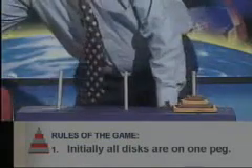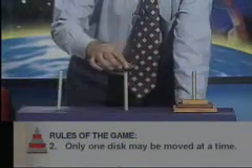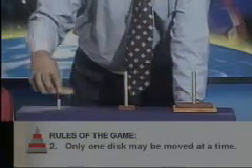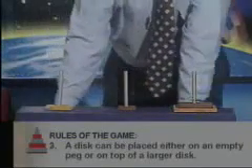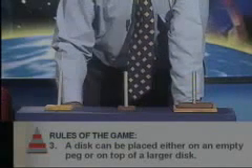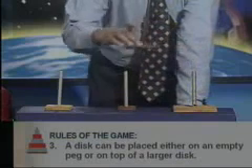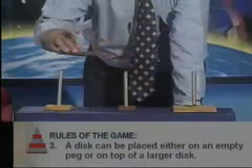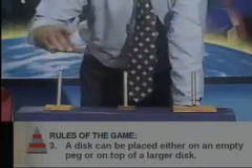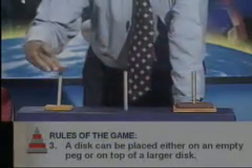The next step in the rule is that only one of these disks can be moved at a time. You could move this over here, or you could move this over here, and so on. There is a third rule, however, regarding the movement, that a disk can be placed either on an empty disk, as I have done, or on top of a larger disk. So this disk cannot be placed on top of this one or on top of this one. However, the smaller disk can be placed on top of a larger disk.